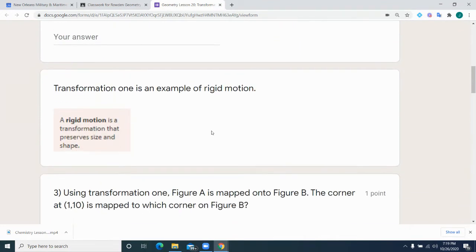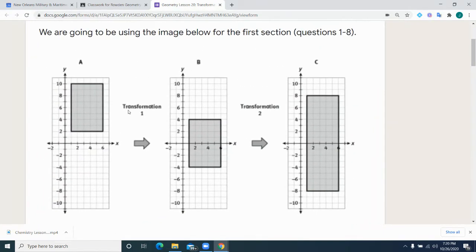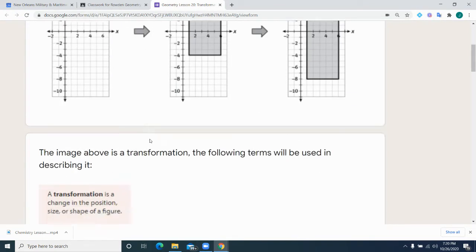Transformation 1 is an example of rigid motion, where the object moves, but it keeps its size and its shape. Look at transformation 1. If you count, it's 1, 2, 3, 4, 5, 6, 7, 8. This thing is 8 units long, and even when it moves down, it's still 8 units long. Across, it looks like it's 5 units across, and over here it's 5 units across. So when it moved, it slid down, but the size stayed the same.